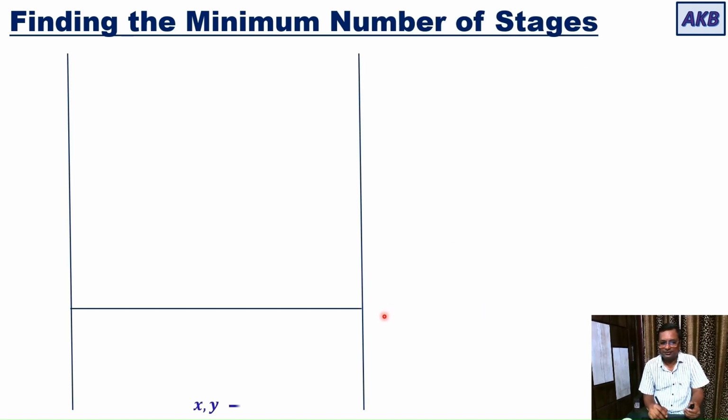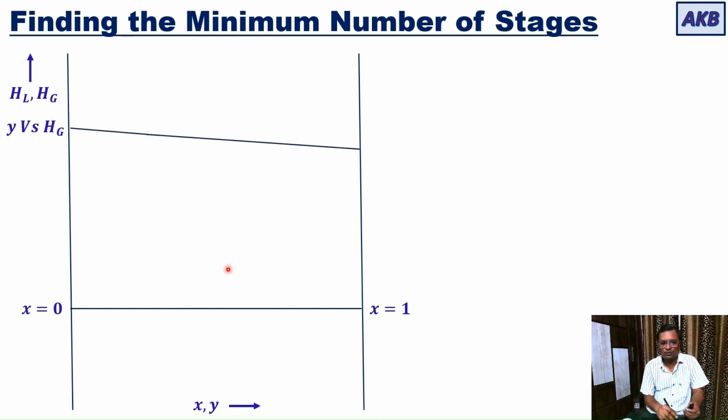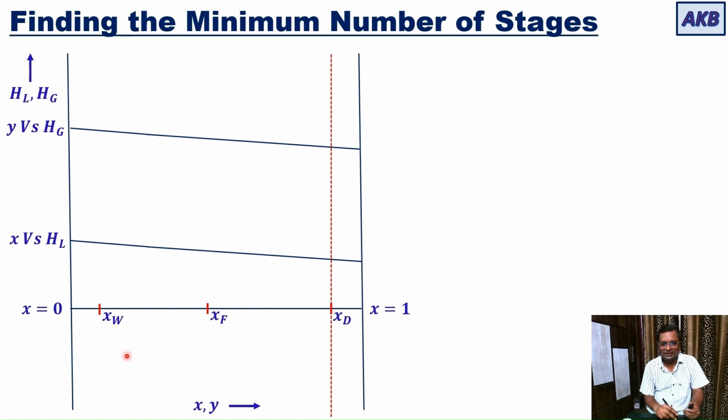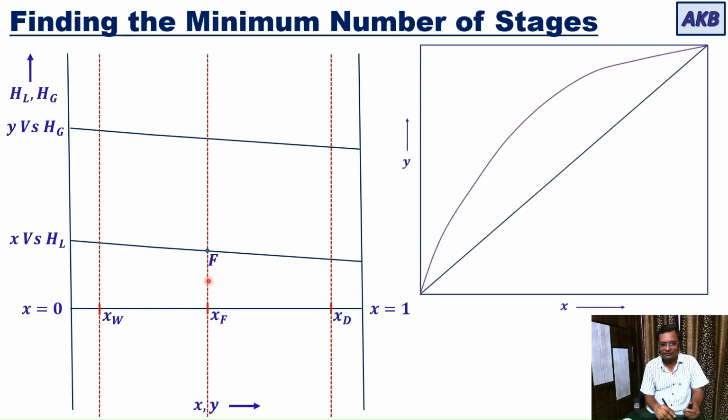So you have the enthalpy concentration diagram. I'm quickly drawing the diagram. X is equal to 0, Y is equal to 0, X is equal to 1, Y is equal to 1. The upper curve, the lower curve. We locate XD, we locate XF, we locate XW. We draw vertical lines through those 3 points. And then you locate F.